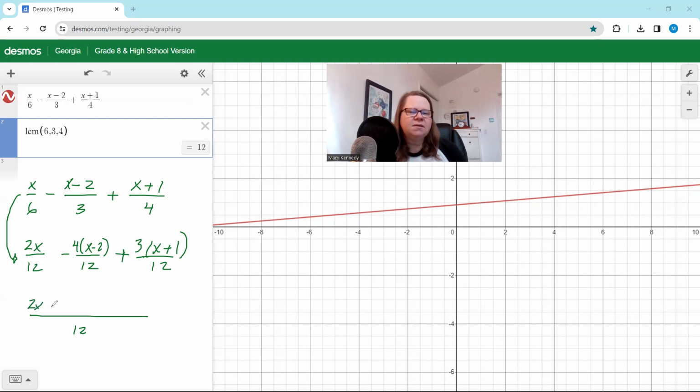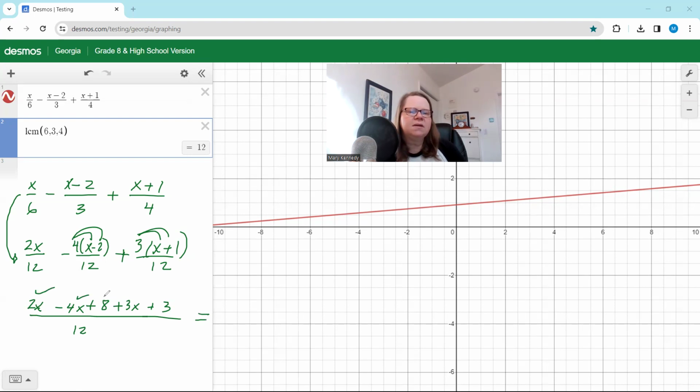So I've got the 2x, and then I've got minus 4x, because I'm distributing this negative 4 here, and negative 4 times negative 2 is 8. And distribute over here, plus 3x, distribute over here, 3. 3 times 1 is 3. Okay, so now let's combine like terms.